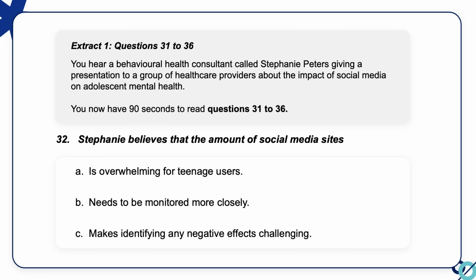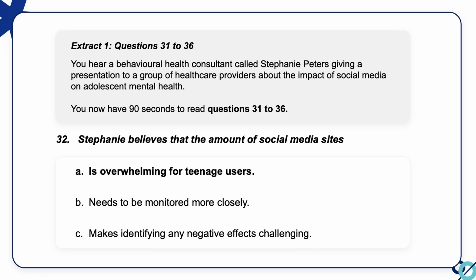For question 32, Stephanie believes that the amount of social media sites is overwhelming for teenage users. Answer A. She says checking multiple sources becomes a full-time job and is simply too much for any brain to handle. Why not B? She mentions it is essential to keep on top of the effect this has, but she is referring to monitoring the effect, not necessarily saying the sites themselves need closer monitoring.